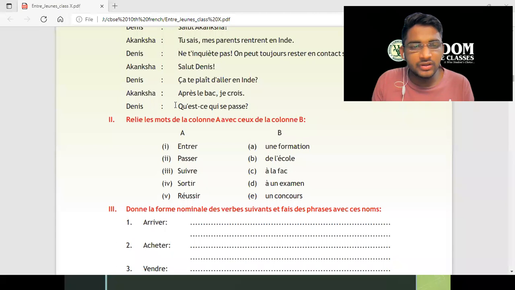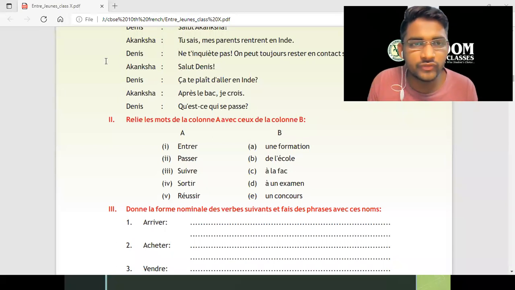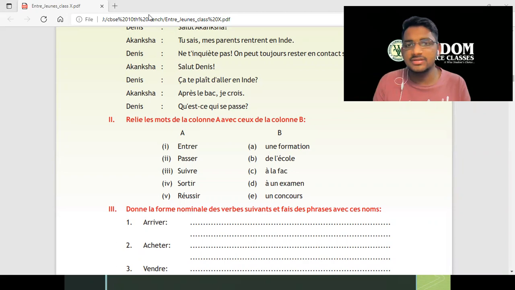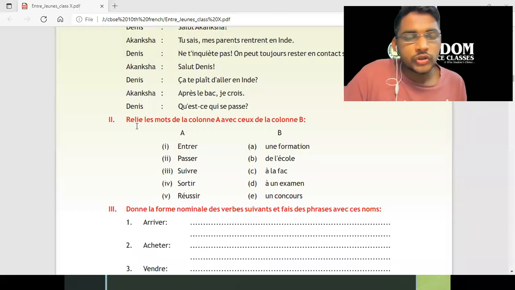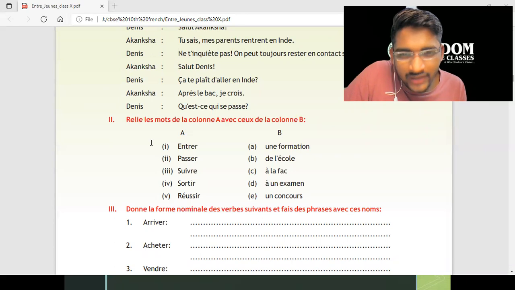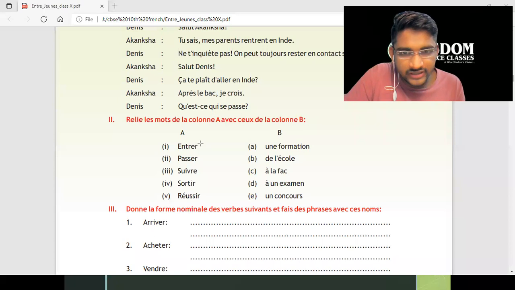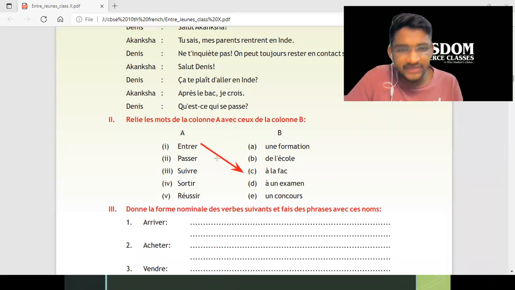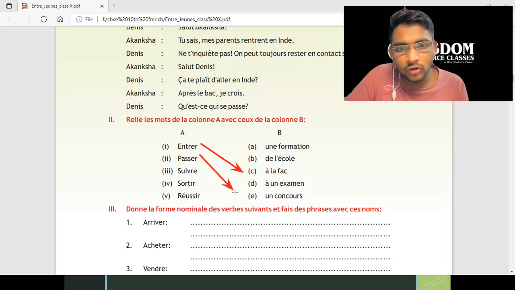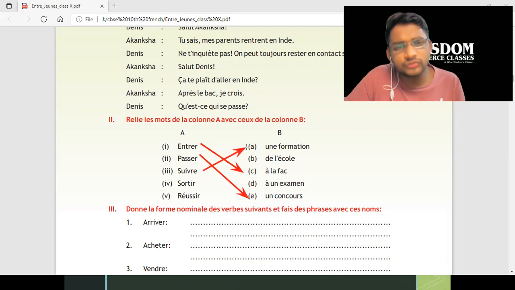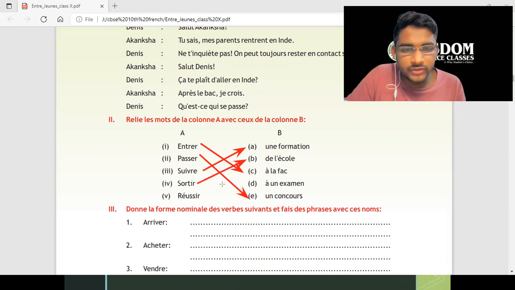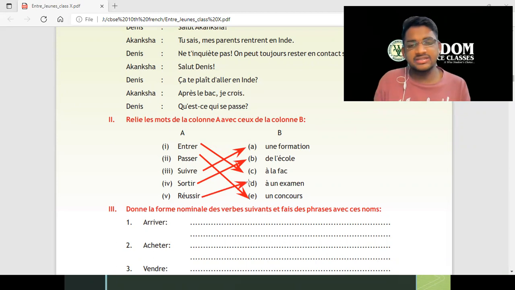Again, what we have is a match the column exercise over here. So let's solve this. It says match the words of column number 1 with column number 2. So we have to just match the pairs. First is Entrer à la fac, so enter into university. Passer un concours is basically to pass a competition. Suivre une formation is to pursue a course. Sortir is to go out from the school, and finally réussir is to succeed in an exam.